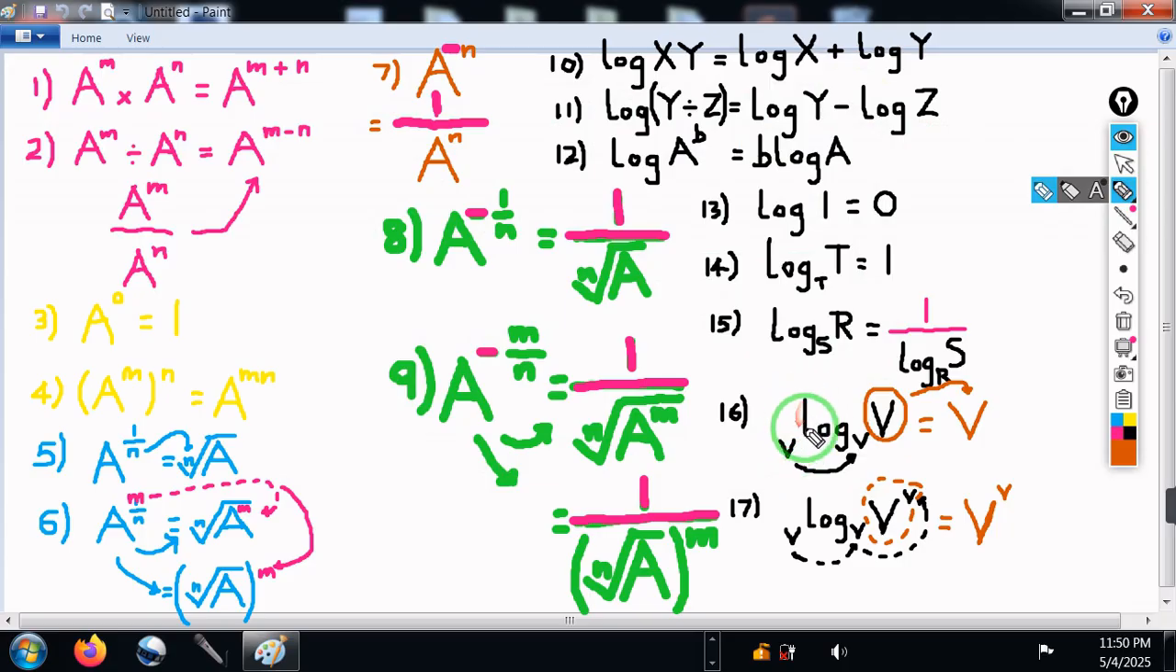Little v to the power of log v to the base of little v is equal to v. Repeat. Little v to the power of log of capital V to the base of little v is equal to capital V. Little v to the power of log of capital V to the power of little v, all to the base of little v, is equal to capital V to the power of little v.